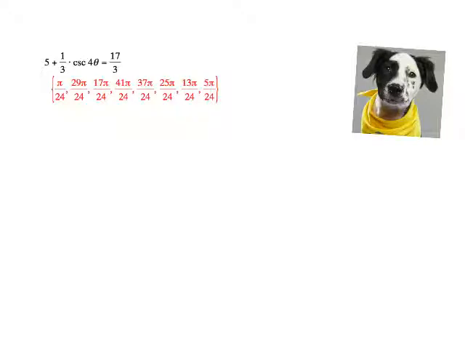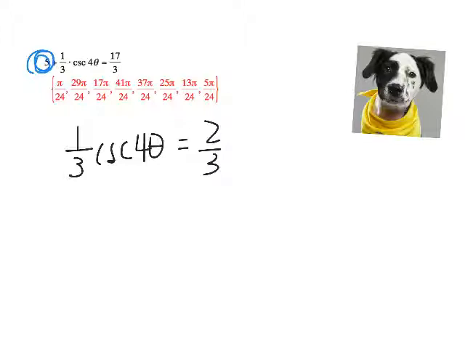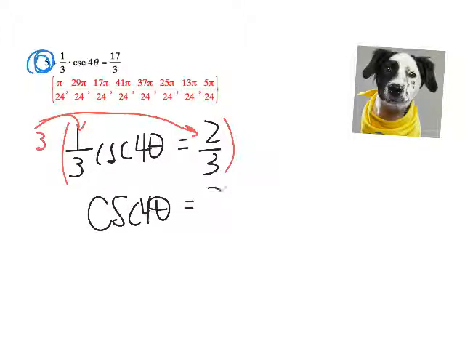Oh my gosh. We are going to take this 5 right here and subtract it from both sides. So I'm going to get a 1/3 cosecant of 4 theta equals 17/3 minus 5, which is 2/3. I am then going to multiply both sides by 3, so basically multiplying everything by 3. Just that one, right? Not the 4 theta. So then I have cosecant 4 theta equals 2.